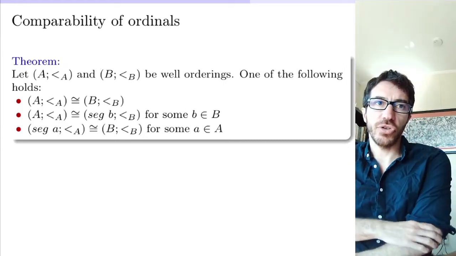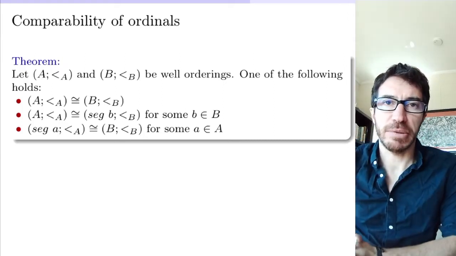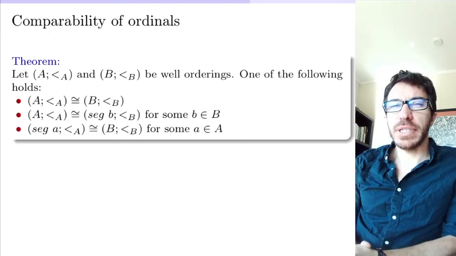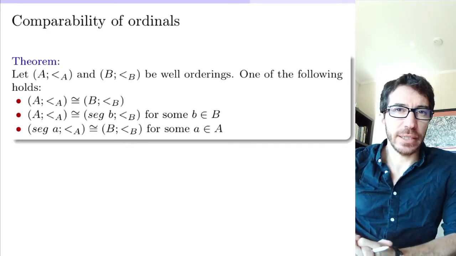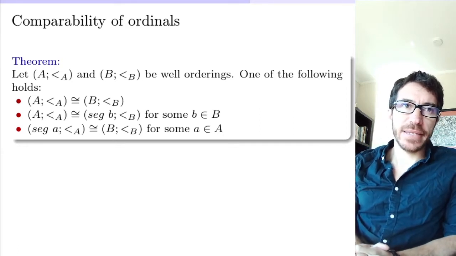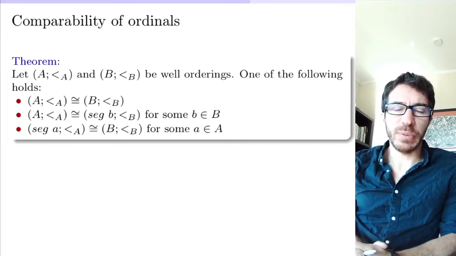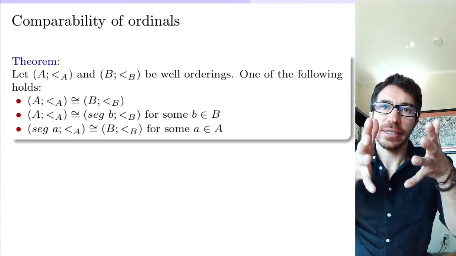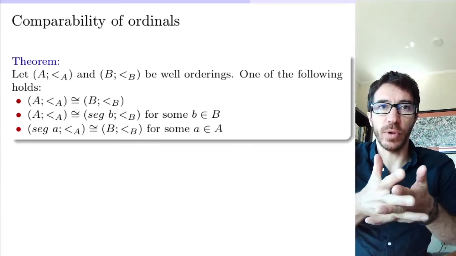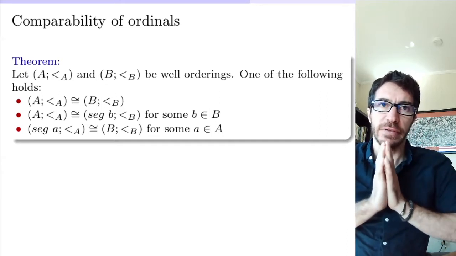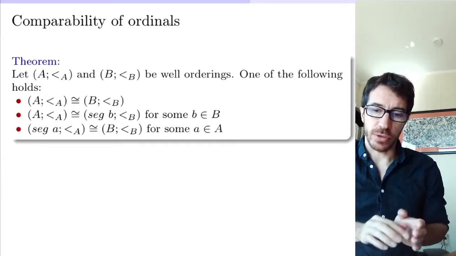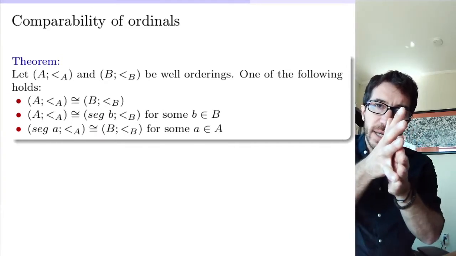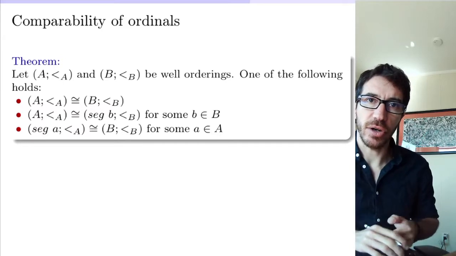Welcome back, everybody. So now we're going to prove a very important theorem about ordinals, which maybe with the examples we've seen so far, you were suspecting. It is the comparability of ordinals. And it says the following. Whenever you have two well orderings, which as we know, the ordinals are a special type of well orderings, like unique representatives, one of the following holds. Either they are isomorphic, or one is isomorphic to an initial segment of the other.